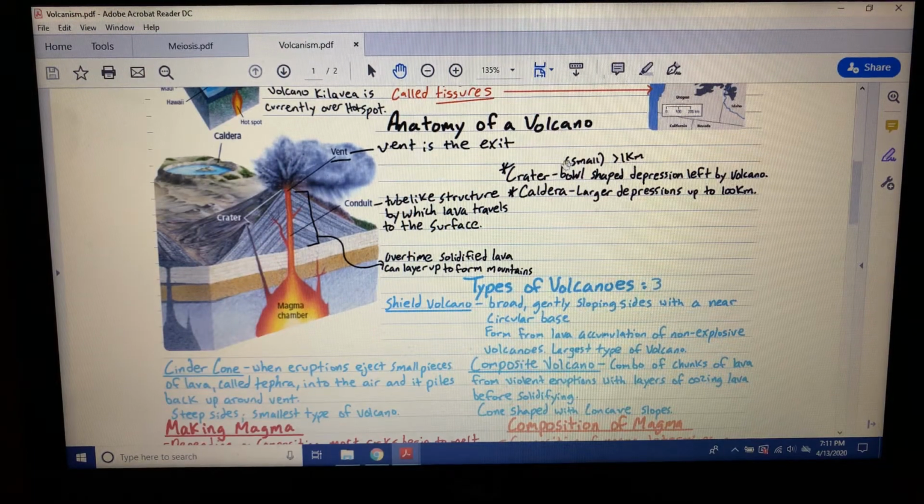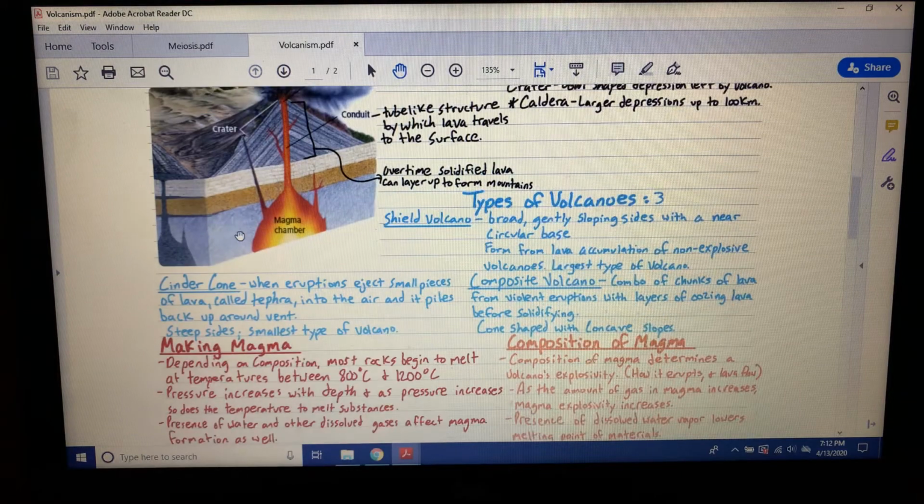Smaller form of that would be a crater. It's a bowl-shaped depression. These are usually less than a kilometer. They can be up to a kilometer, but they're usually less than, which is about half a mile. And so over time, as lava is going to flow out here, we see that solidified lava is going to make layers. And so that's what's going to increase a mountain size, that's a volcano at least. So that's the anatomy of a volcano.